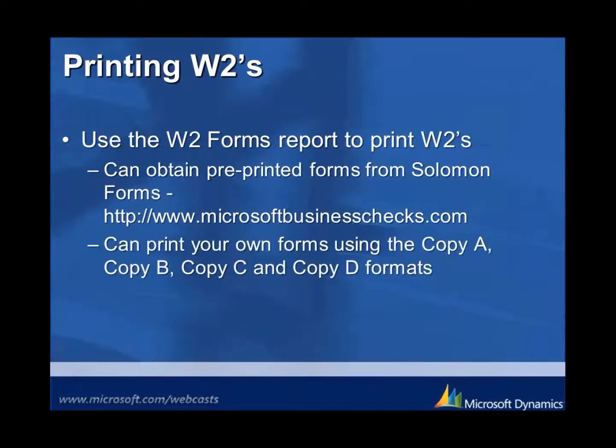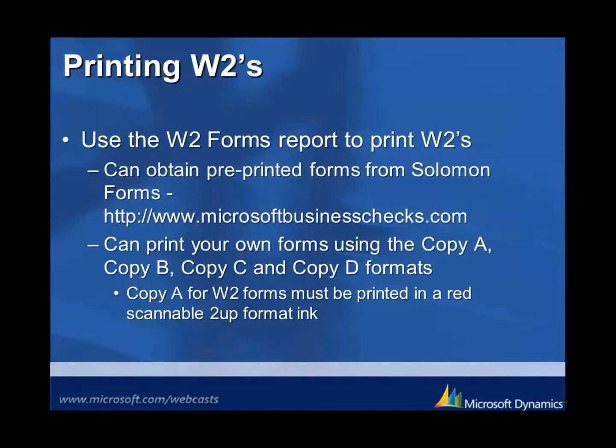You can also print your own forms. If you've got blank forms available, you can print those using the copy A, copy B, copy C, and copy D formats. Basically, when you're in that W-2 forms screen, there is a drop-down box for different formats, and copy A, copy B, copy C, copy D are all going to show up in the screen that you can choose.